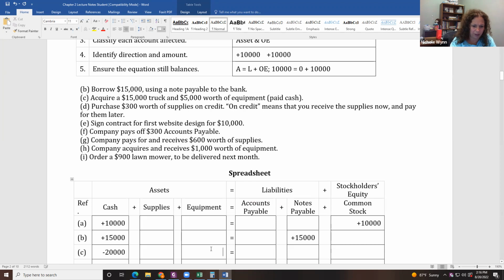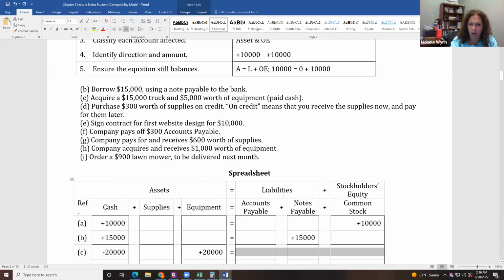and equipment plus 20,000. Students are often like, well, what about owner's equity? The only thing that goes in owner's equity in the common stock column is when the owners give us money. Right now, all I did was give up some cash to purchase another asset. This is called an asset exchange: we traded one asset for another asset.